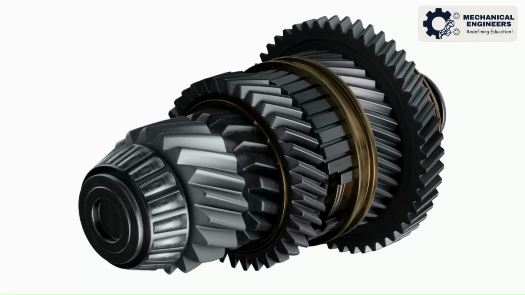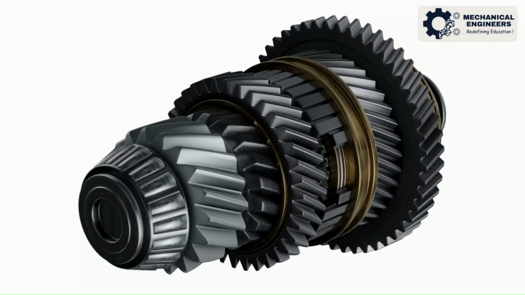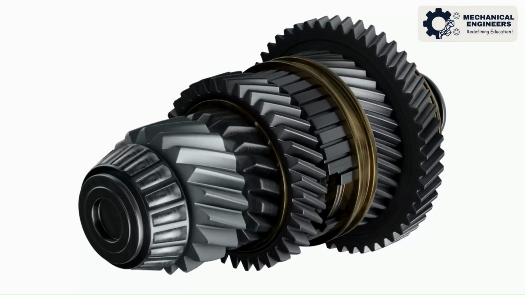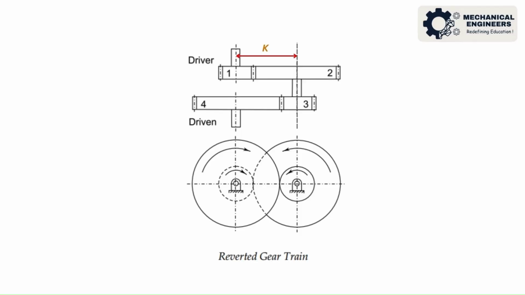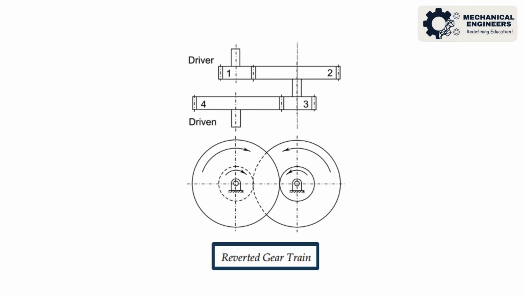When the number of teeth on various gears in a compound gear train are selected in such a way that the center distance between gears 1 and 2 is equal to the center distance between gears 3 and 4, then the driving and driven shafts can be located on the same center line. This type of arrangement is called a reverted gear train.